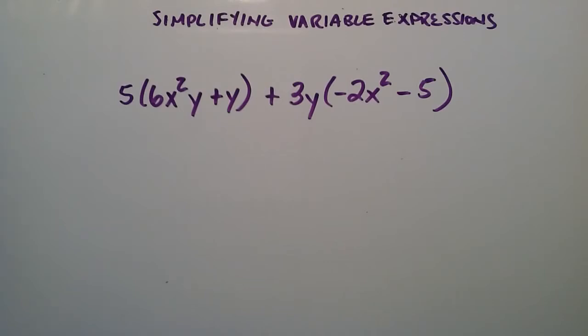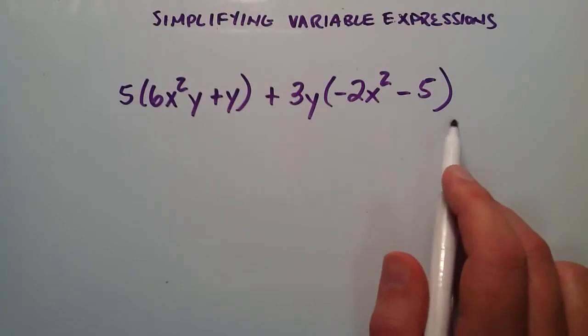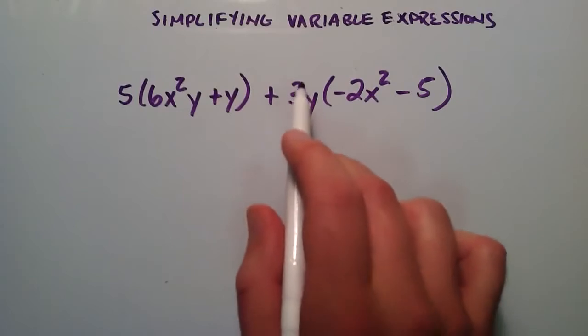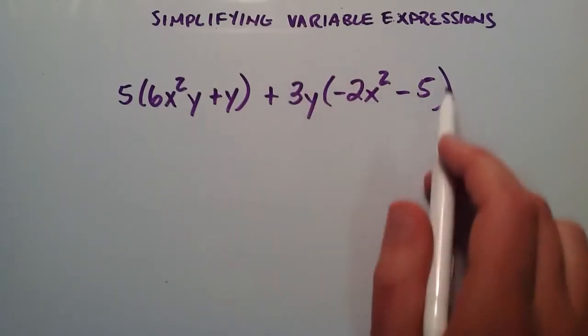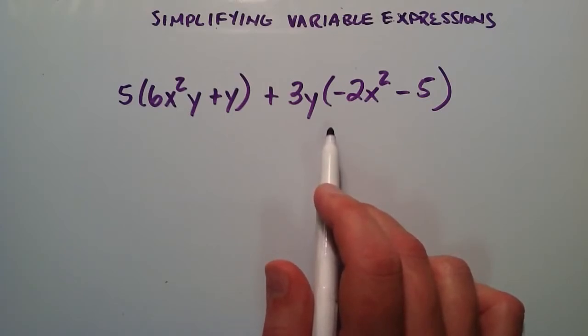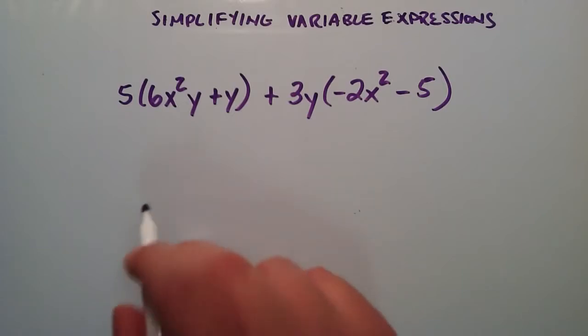In this tutorial I'll be simplifying this variable expression here. The way we're going to simplify this is we're going to apply the distributive property to this part, and then we'll apply the distributive property to this part. We will simplify the terms as much as we can, and then we will combine like terms, and then we will have our simplified answer. So let's go ahead and do that.